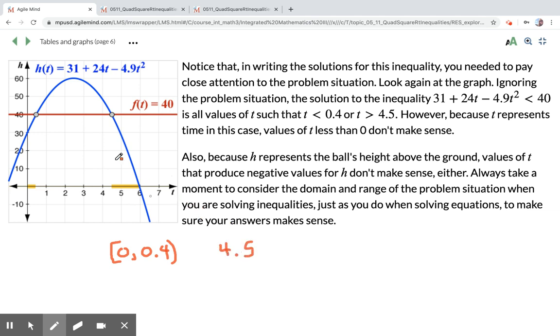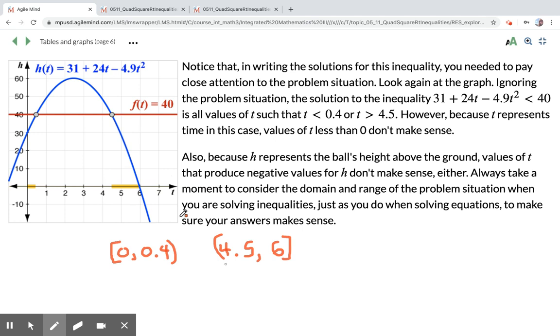And while my time is going to be positive, my height's not going to be negative. It looks like it hits the ground right around 6. So I'm going to say I'm going to go 4.5 to 6. And again, it can equal 6, but I don't want it to be equal to 4.5. We want less than 40.